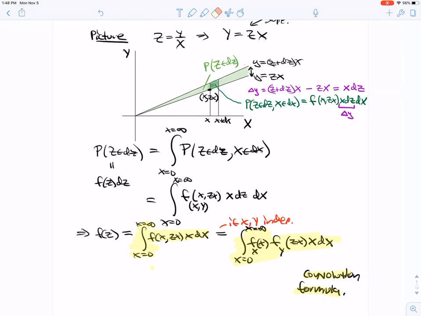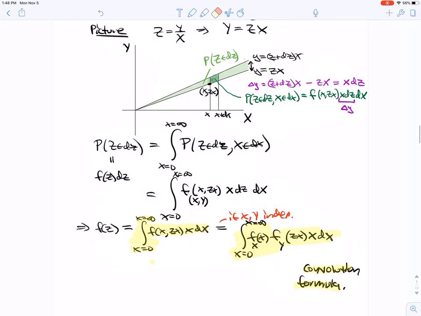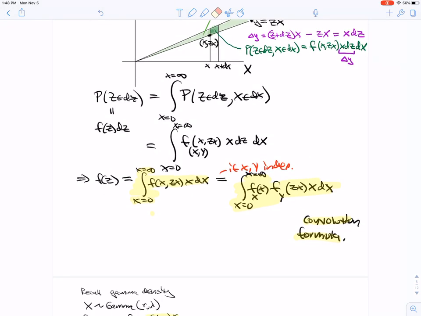There you go. So the probability that z is in dz is the integral from 0 to infinity of the probability that z is in dz, x is in dx, which is the integral shown below. And now for f of z, we just remove the dz term, and we get the convolution formula highlighted below.